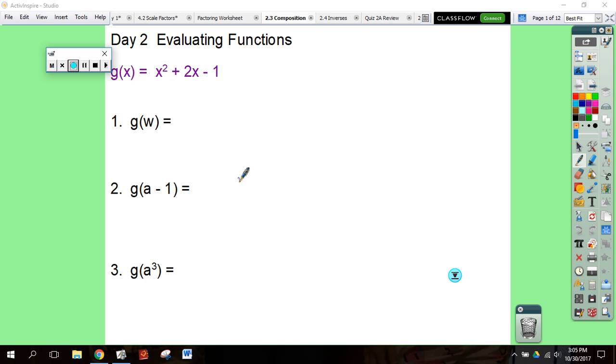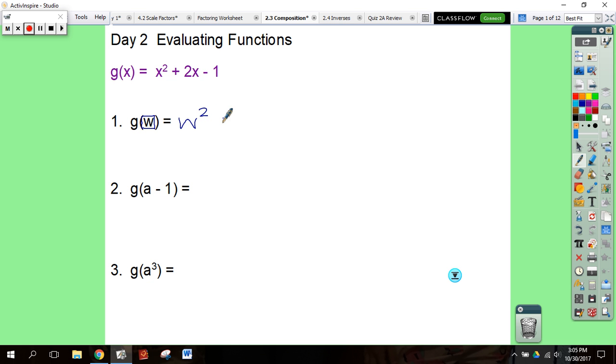Okay, so this is, I believe, either day 1 or day 2 of composing functions. But what they're asking you on this is, remember that whatever is inside your parentheses becomes the input into the function. So if they're asking you what is the output when your input is w, you would just take w and plug it in wherever you see an x. So this would become w squared plus 2w minus 1. And that's all the farther you can take that one.